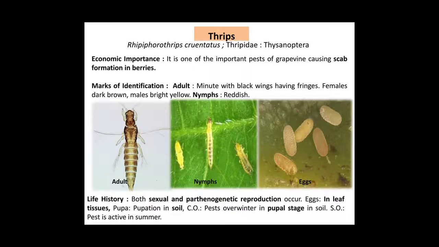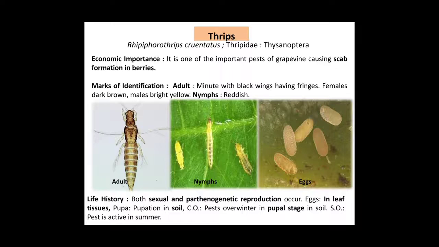Then the second and important pest of the grapes is thrips. The scientific name of thrips is Rhipiphorothrips cruentatus. It belongs to family Thripidae and order Thysanoptera. Thrips is one of the important pests of grapevine causing scab formation in berries.